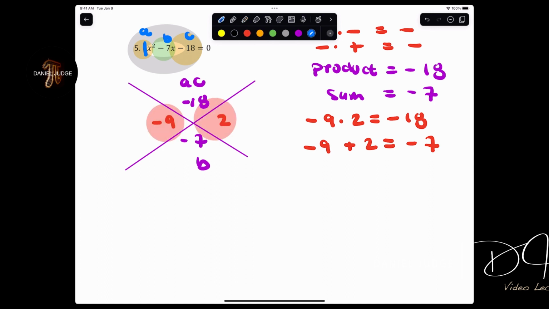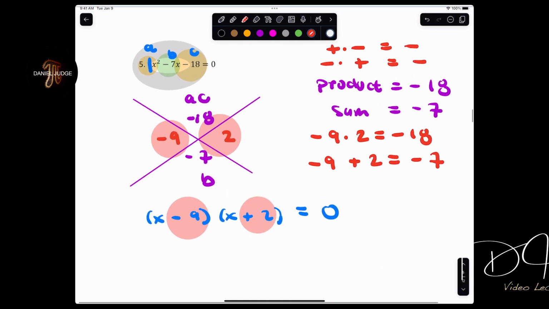Okay, so the left side of my equation is x minus 9, and the right side, still on the left side, is x plus 2, because we had two terms. So let me show you with colors. That's the reason we got those two numbers, -9 and +2. It's a quadratic equation. We just factored by the crisscross method. That's factoring.